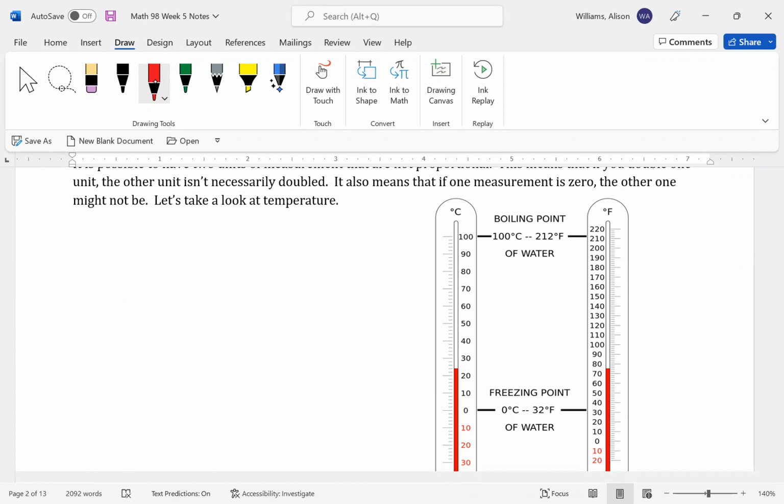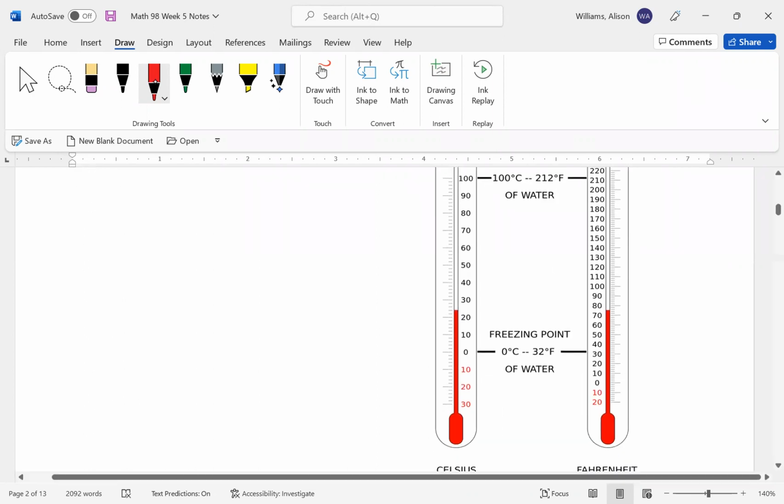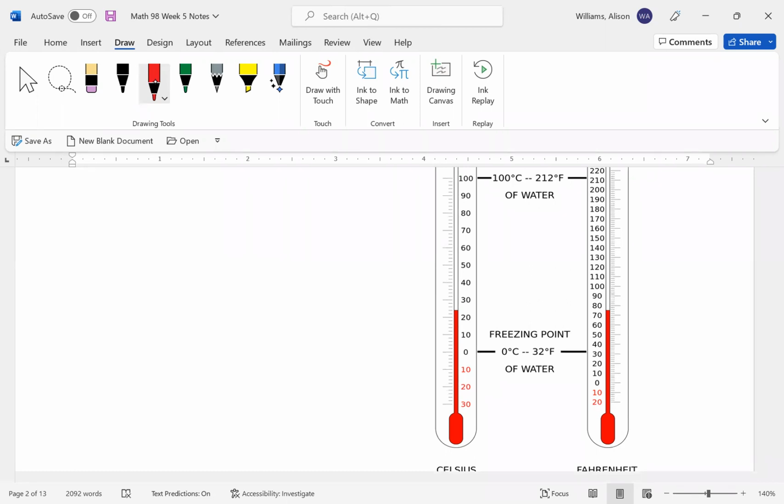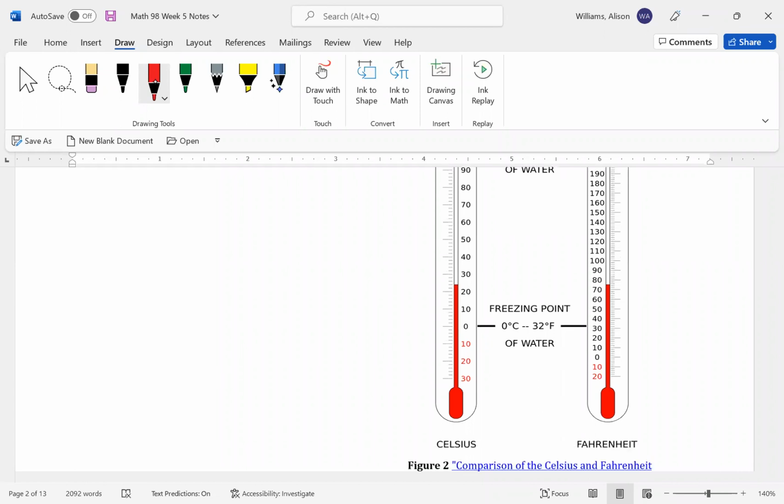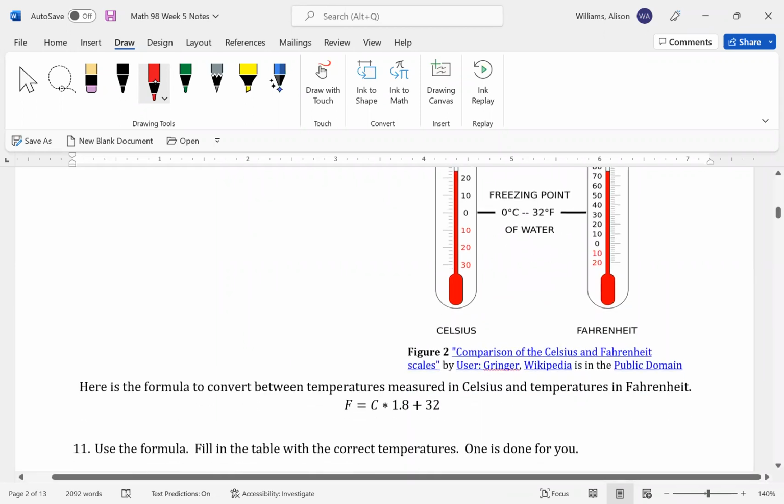That is not a negative symbol. And you can see that when you're looking at the measurement on the right for Fahrenheit, which is about 75 degrees right there, that ends up being 25 degrees or so Celsius. Okay, so they tell us there's actually a formula to convert between the temperatures.